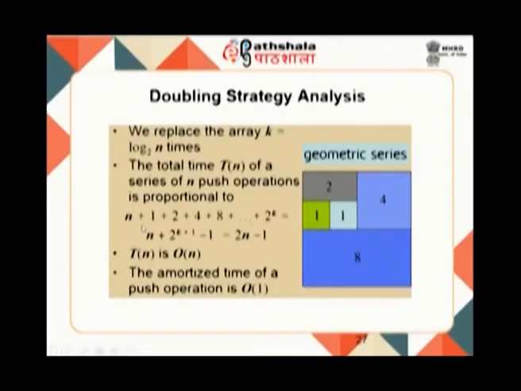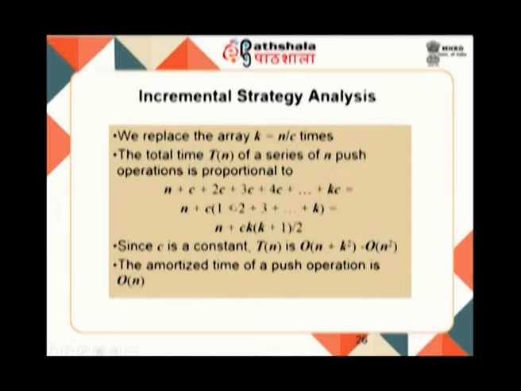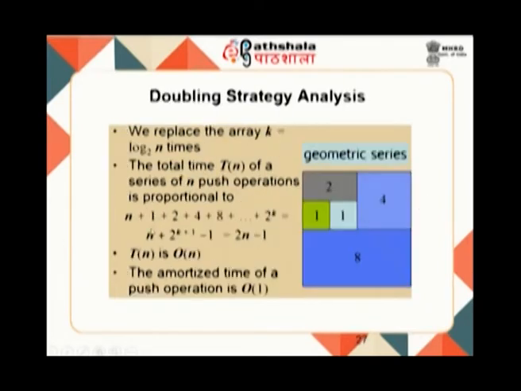So, here instead of having n by c times, you will have log 2 n times. The total time T(n) of a series of n operations will now be proportional to, remember here it was c plus 2c plus so on, here it will be n times 1 plus 2 plus 4 plus 8 up to 2 power k. So, that will be n plus 2 power k plus 1 minus 1, that is 2n minus 1. So, it is of the order of n, and the amortized time of the push operation is of the order of 1. So, that is the difference. If you do doubling, the amortized time is of the order of 1, but if you do it with the incremental strategy, the time is of the order of n. So, obviously, the doubling strategy is better.